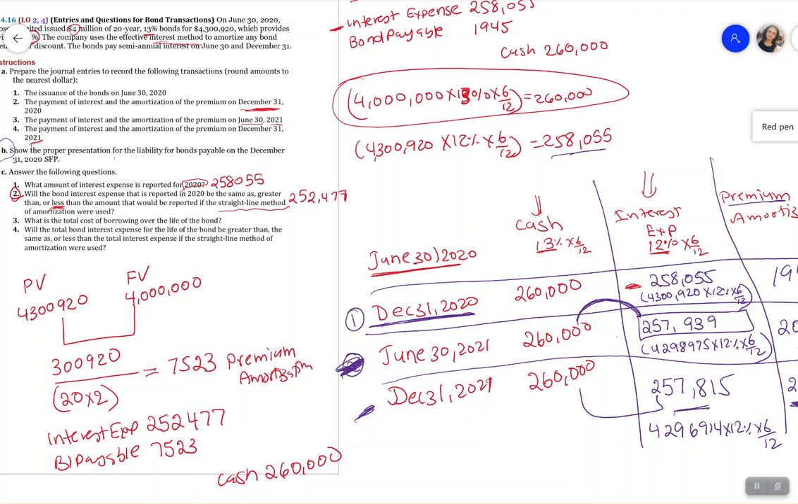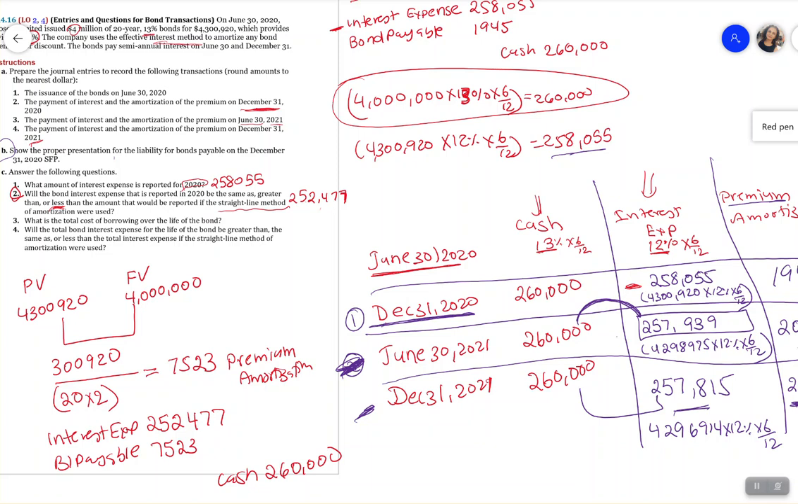252,477. So what you are answering, it could be a multiple choice question, if you look at it. It's saying the difference between the two is more, less, or the same. So it's not the same. Is it more? No, it's not more. It is less than, or smaller than, if you want to look at it.